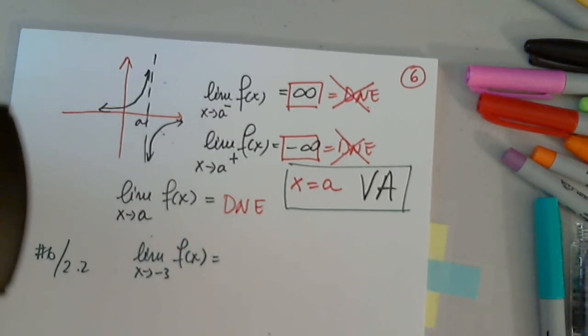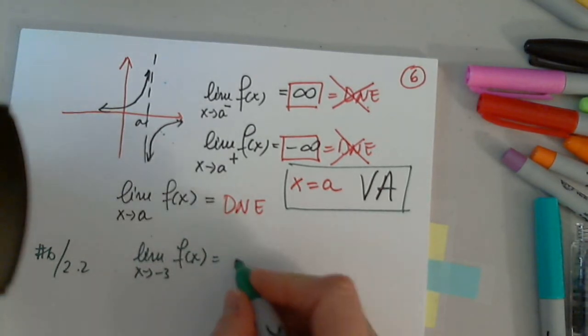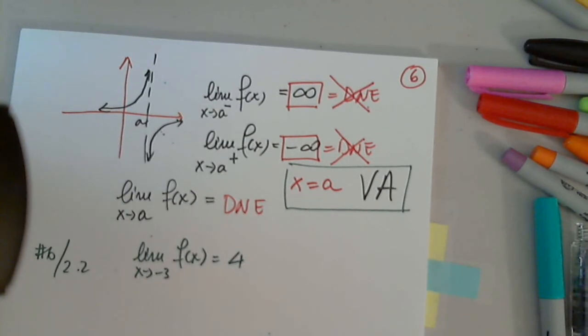Can anyone give us the answer? Is it 4? 1, 2, 3, 4. Awesome. Next question. Limit of h of x as x approaches negative 3 from the right.